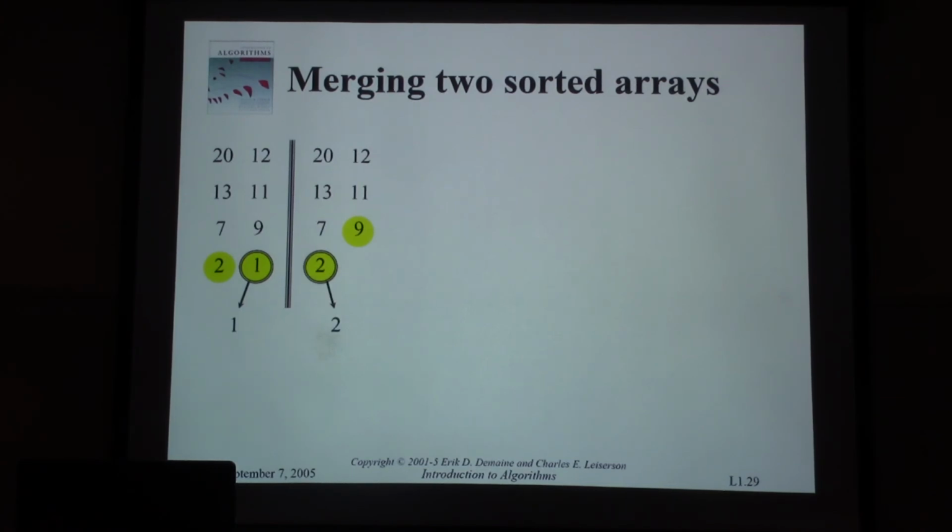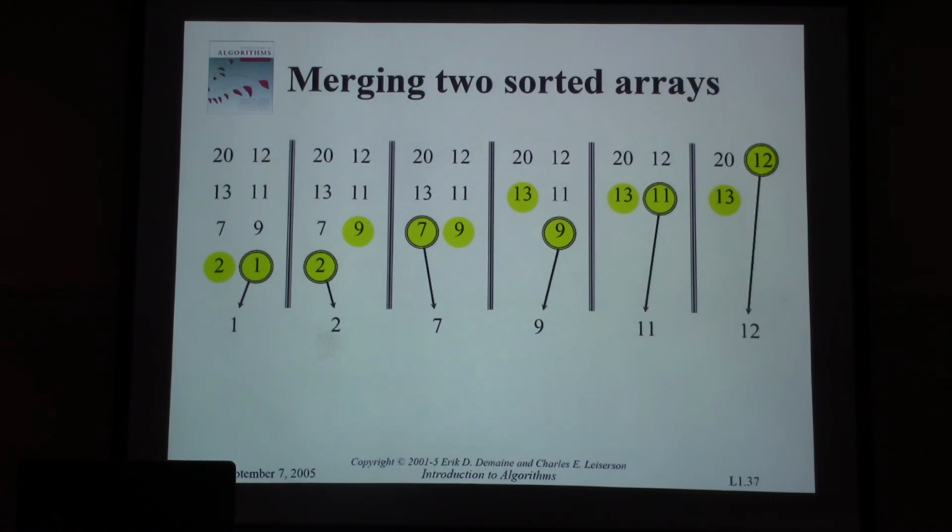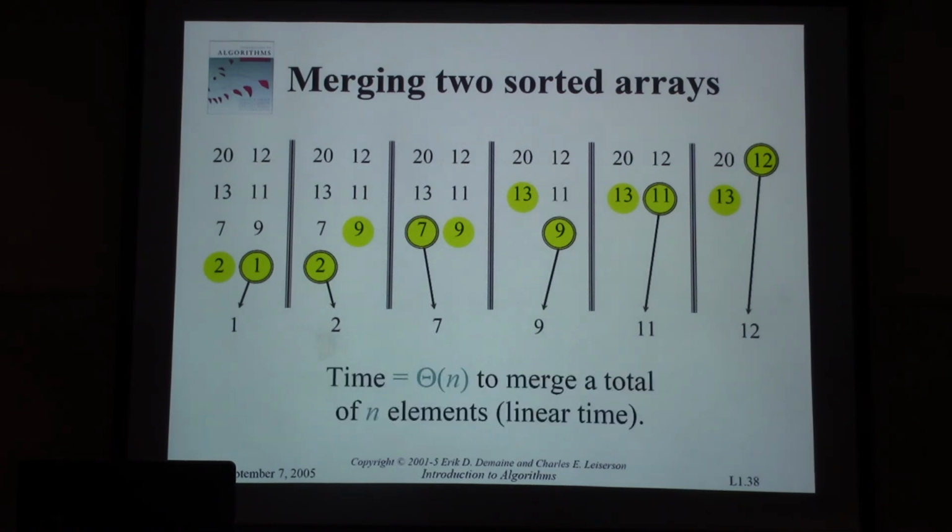Okay, so now we got what? 7. So we have 7 and 9 left, because we took these ones here. And we're going to take 7. And now we have 9 and 13, so we're going to take 9. Now we have 11 and 13, so we're going to take 11. Now we have 13 and 12, we're going to take 12. Now we're out of data on the right side, we just take 13 and 20, because we've got nothing else to take.